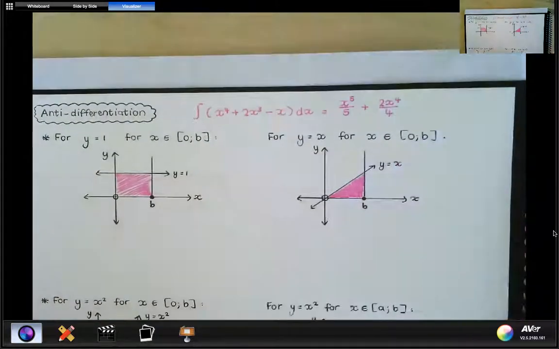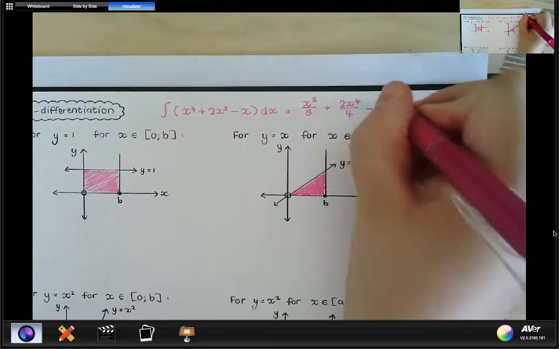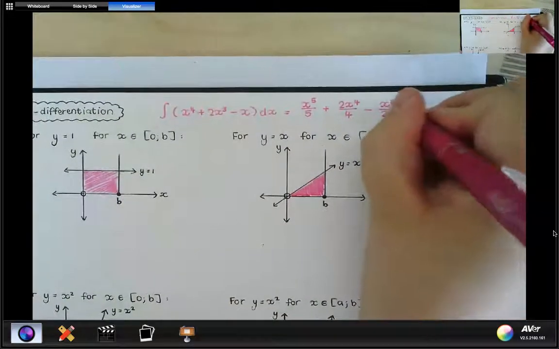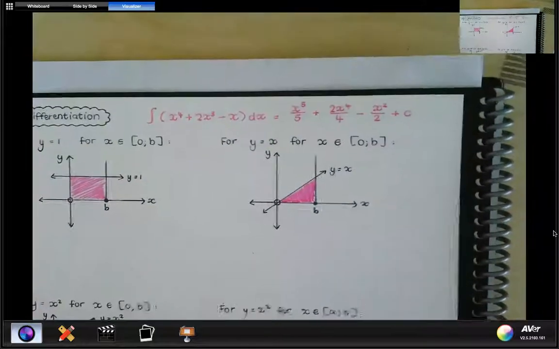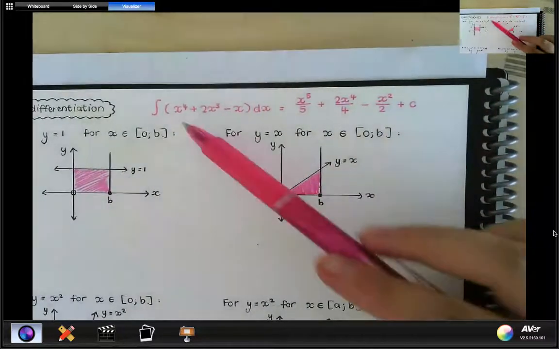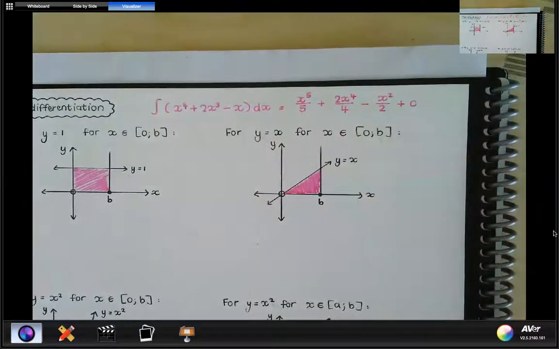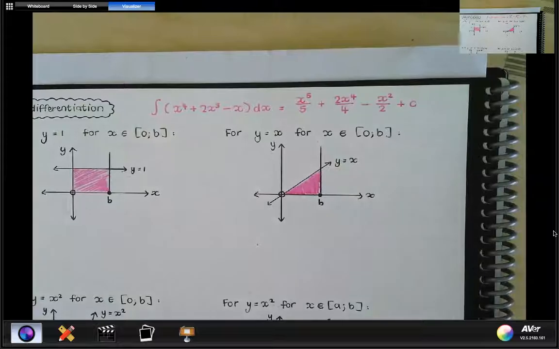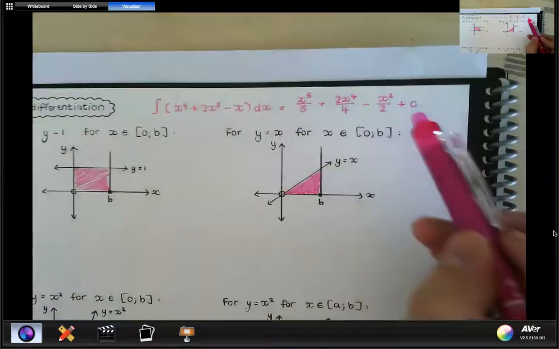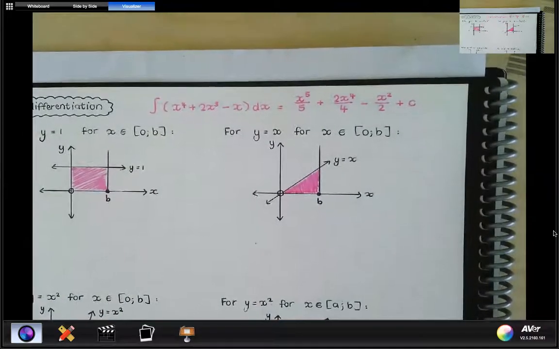Which obviously can be simplified. The last one we're going to say minus x squared over 2. And then we need to add that constant of integration, which is just plus c, because we know that if we have a constant term, the derivative of a constant term is 0. So it wouldn't appear here. So we need to just show that there might have been a constant term. There's just no way for us to know whether there actually was one or to know what that constant term was. So that's why we say plus c. Right. So that is what we did previously with anti-differentiation.